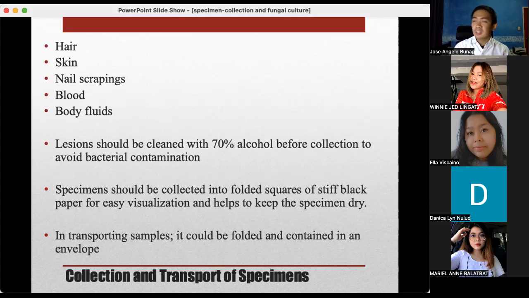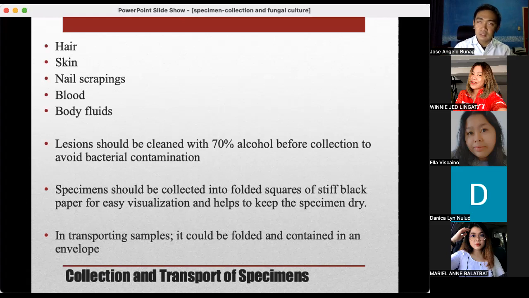Please do take note na wag po natin i-refrigerate yung ating mga sample. So after the hair is put down on your sterile container, tapos na-receive na po natin sa laboratory, ilagay po natin sila sa sterile Petri dish and inoculate and incubate that for 22 to 30 degrees Celsius.